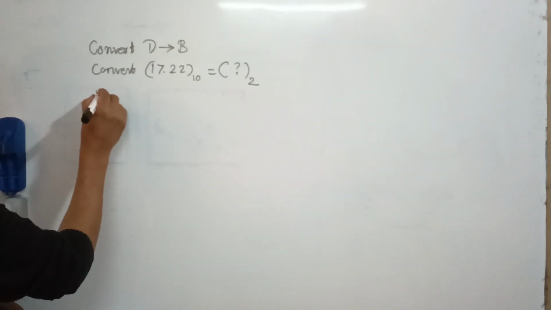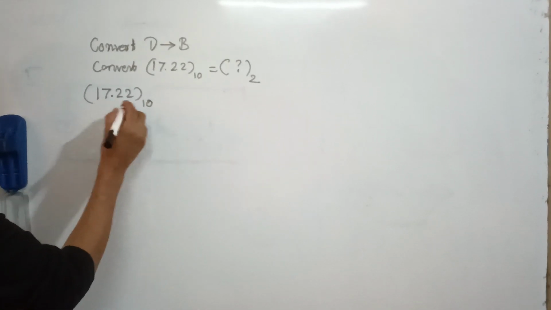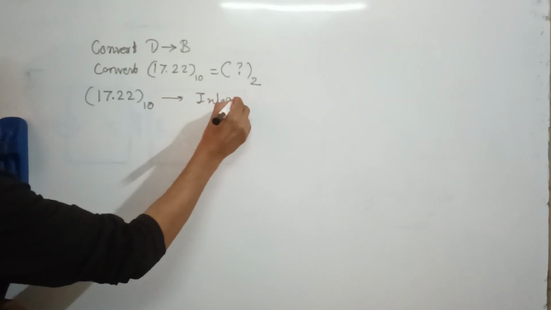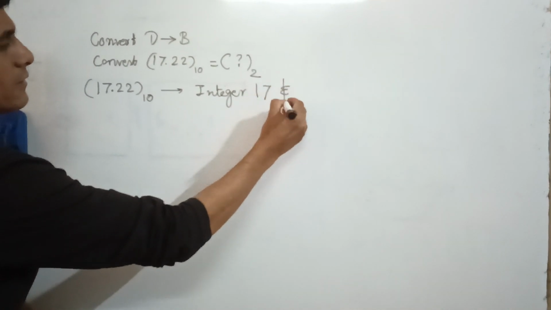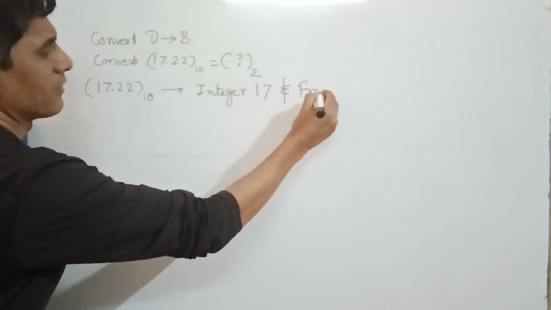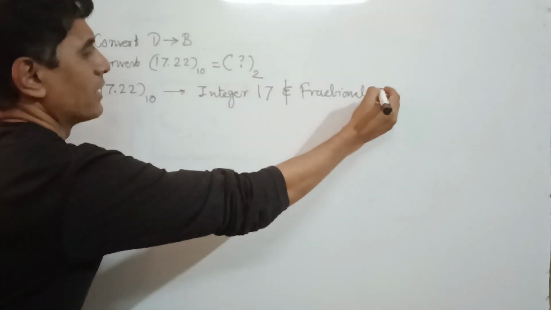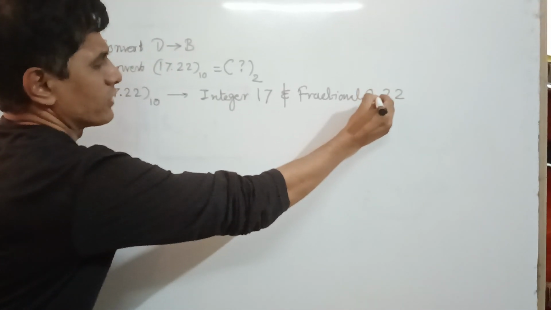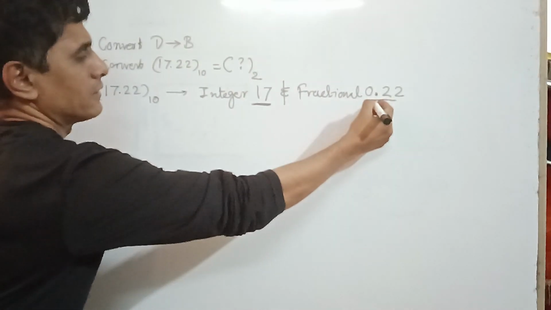Dear students, 17.22 is a decimal number. In this case, the integer part is 17 and the fractional part is 0.22. That is what you can write: here the integer part is 17 and the fractional part is 0.22.